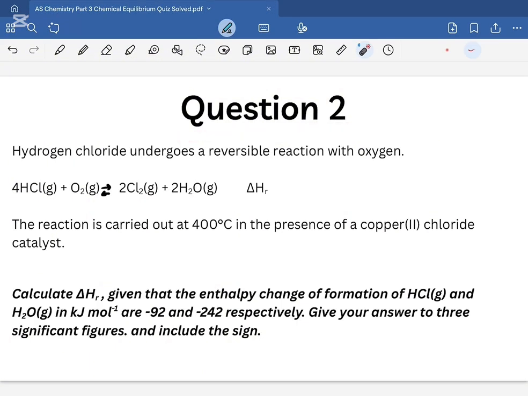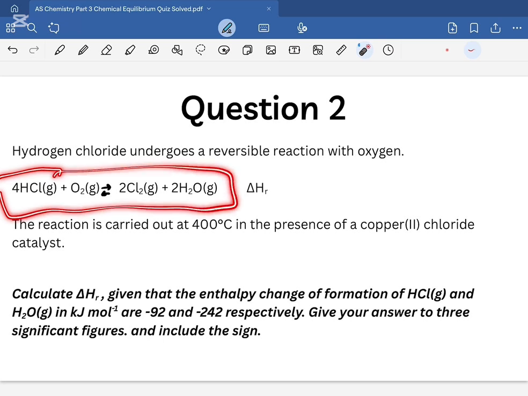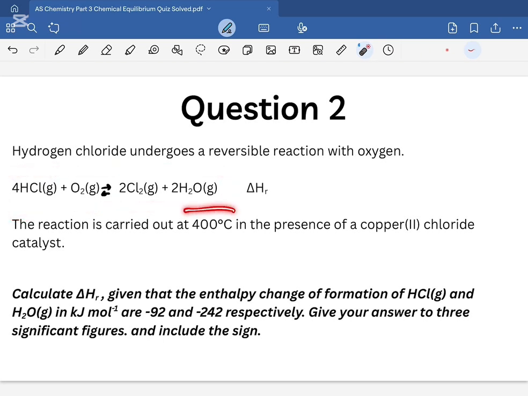Question 2. Hydrogen chloride undergoes a reversible reaction with oxygen. This is the reaction taking place, and the reaction is carried out at a temperature of 400 degrees Celsius in the presence of a copper chloride catalyst.